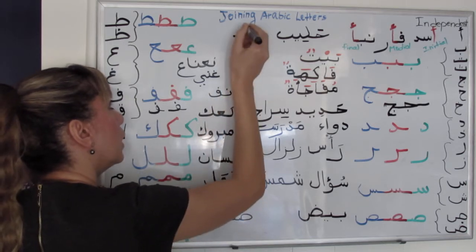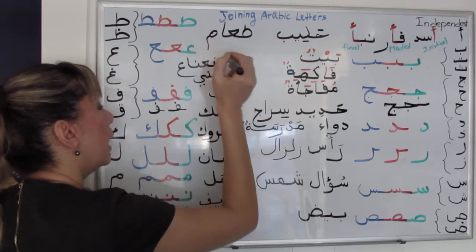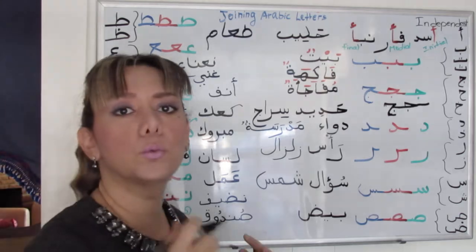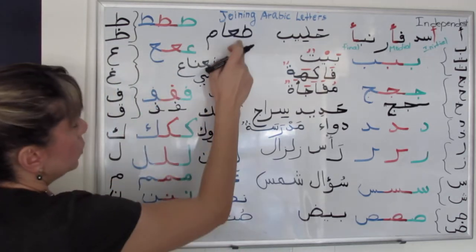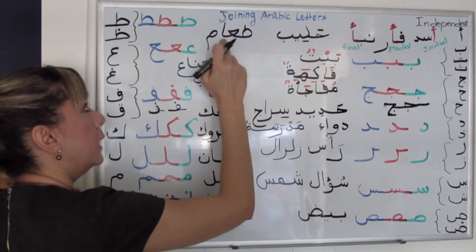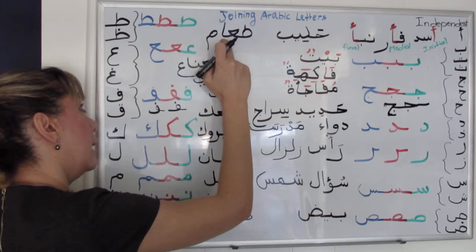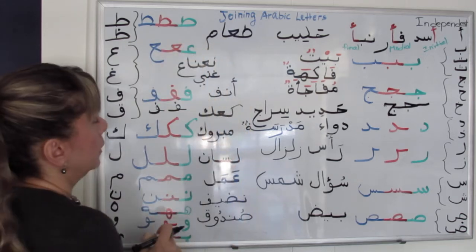Ta'am, ta, ain, alif, mim. Ta'am. Here it's connected to the ain. Ta'am means food. It's connected to the ain and the ain to the alif, but mim is not connected to the alif because alif does not connect to the following letter.